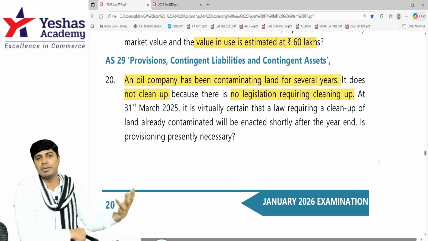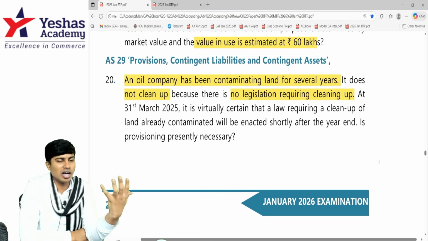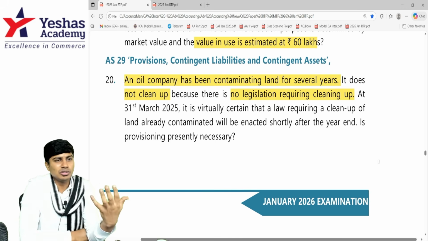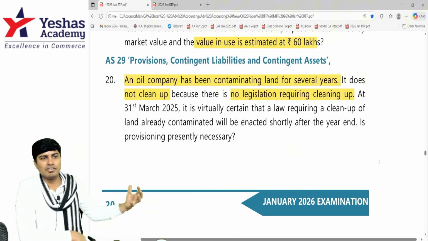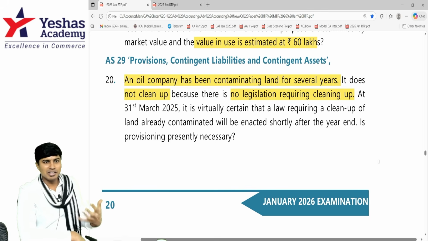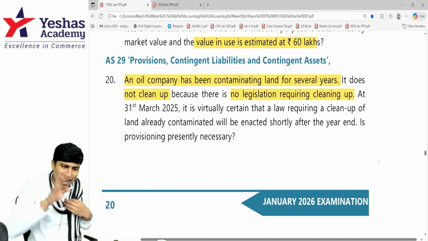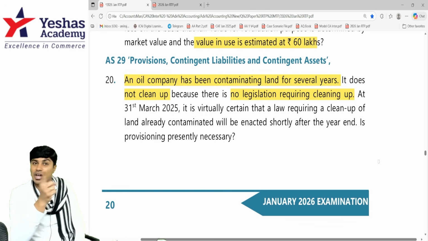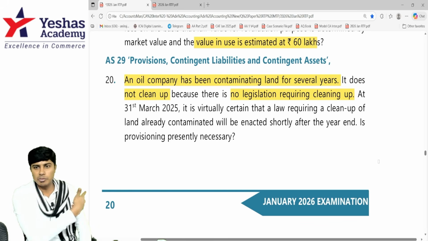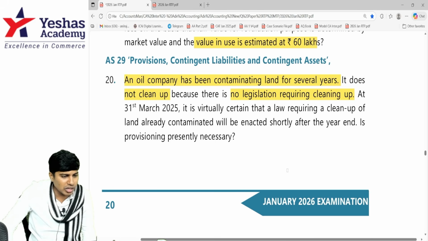In this example, they're supposed to keep the land clean because nature does not belong to you. Nature belongs to the future. You are just a user. You are not the owner. So they would have to make the land good and then keep it. They have a moral obligation to make it good. Yes, I agree there is no legal obligation. But if you continue to abuse the land like this, very soon there will be a legislation and you might have to pay a fine for it. I'm talking about the company. It is virtually certain that the law requiring the cleanup will come.